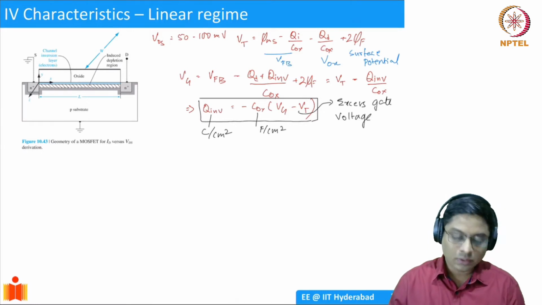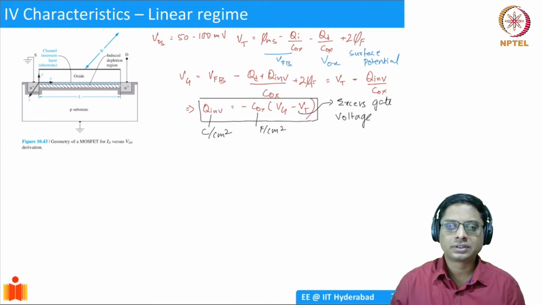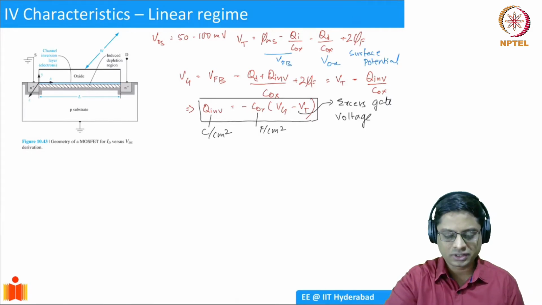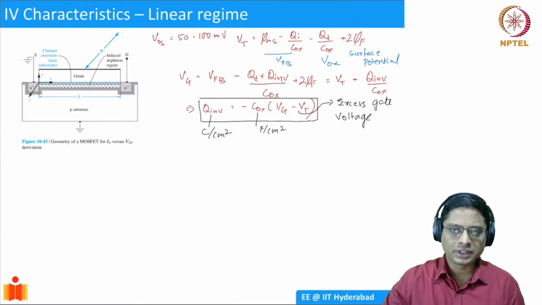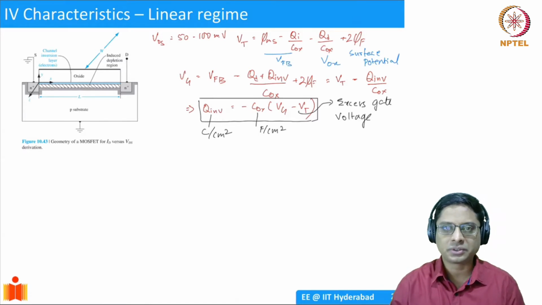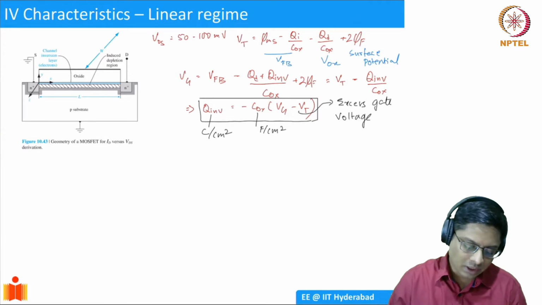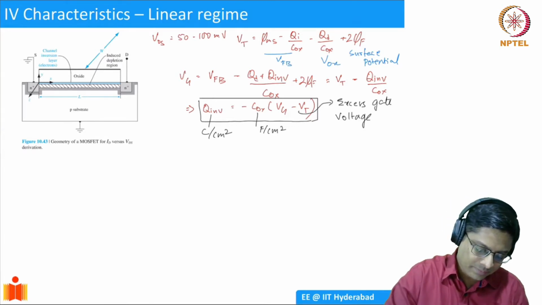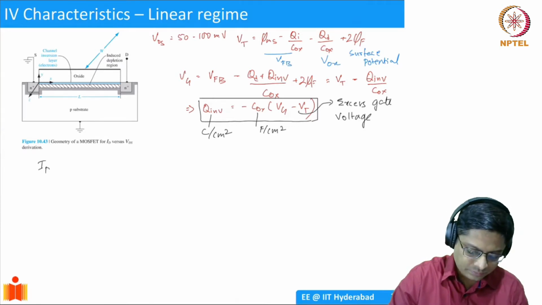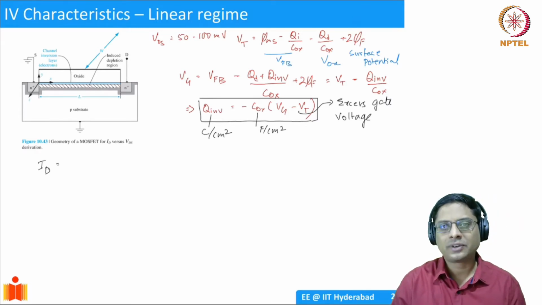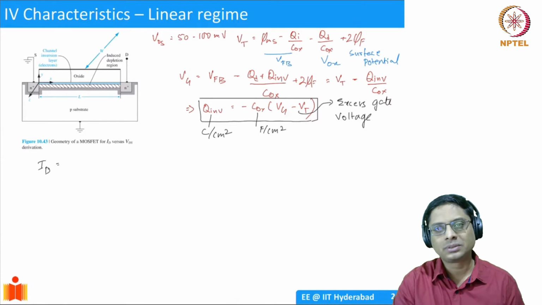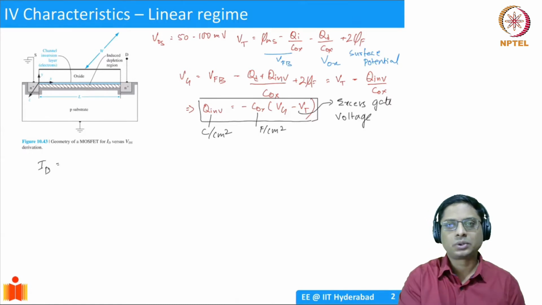Okay. So now what is ID, the drain current? Because you have this inversion charge, which, if your VDS is low, is more or less uniformly distributed, right? I mean, the density doesn't change with position. But now, the current ID will be simply the total charge divided by the time it takes for it to move from, let's say, source to the drain.